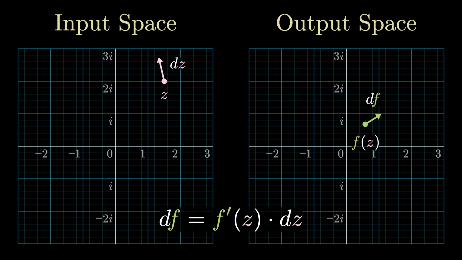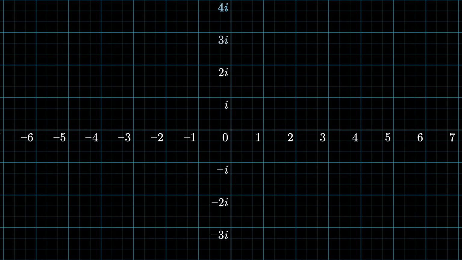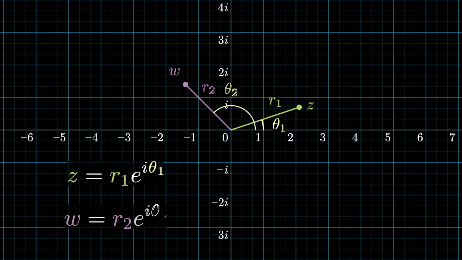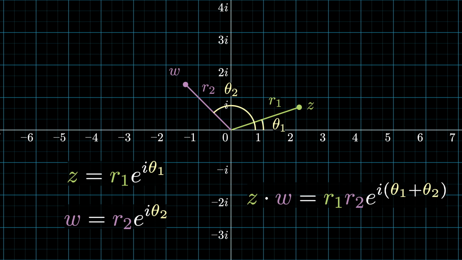But what exactly are the effects of multiplying by a complex number? Consider a multiplication z times w, where z and w are complex numbers. We're trying to understand z's effect on w. To do this, we can express z and w in polar form, giving us z is equal to r1 e to the i theta 1, and w is equal to r2 e to the i theta 2. Multiplying these two, we get r1 r2 times e to the i (theta 1 plus theta 2). This tells us that the resulting product sums the angles and multiplies the magnitudes.